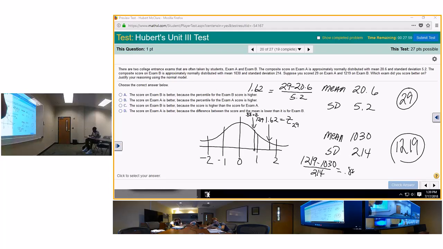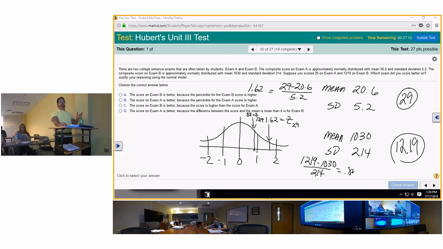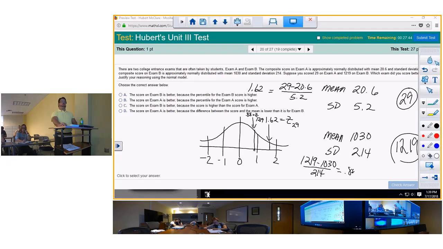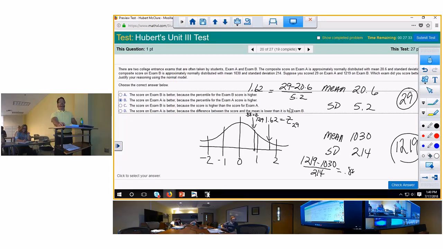So, I don't know which one it is. Y'all read it and tell me which one it is. I don't like to read. Which one is it? Exam A is better, so that's B or Delta. Bravo or Delta? Bravo. Y'all sure? I'm going with what you're saying. Because the difference between the score and the mean is lower. I don't even understand that. Check answer. And we feel good about ourselves.